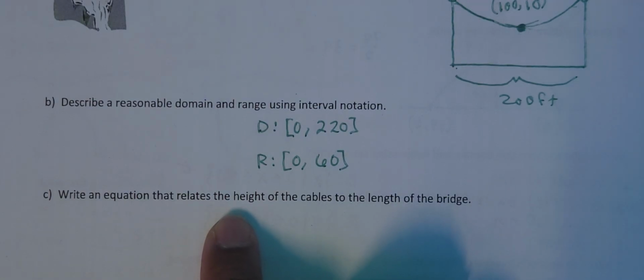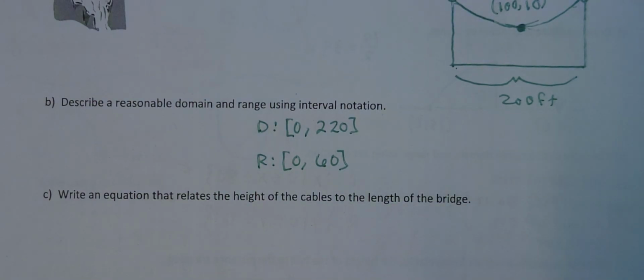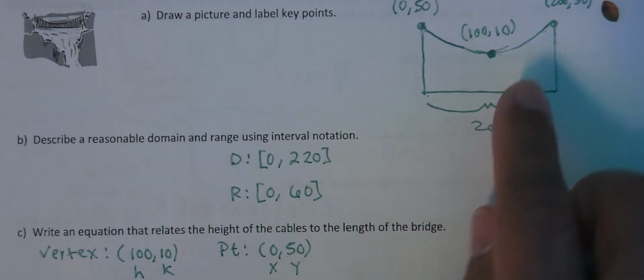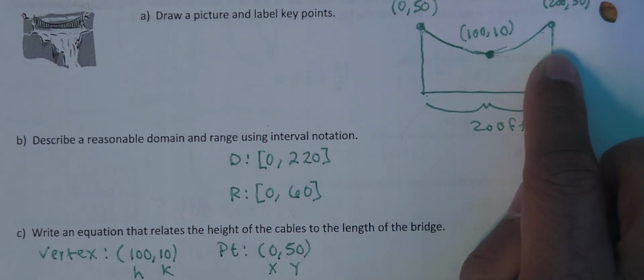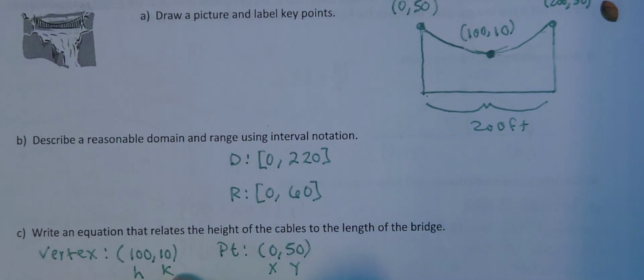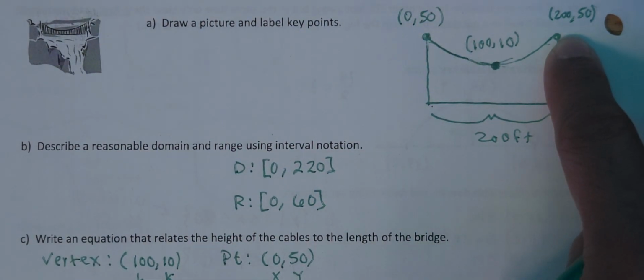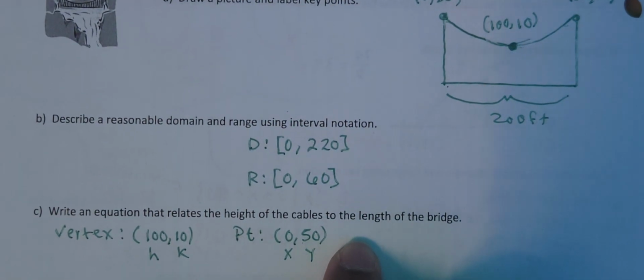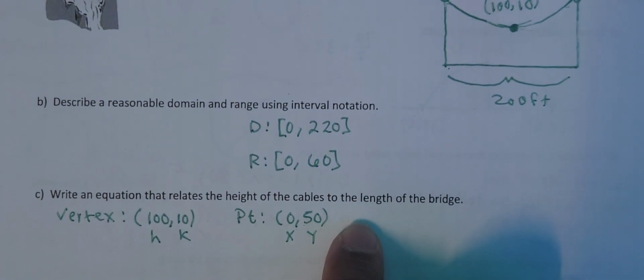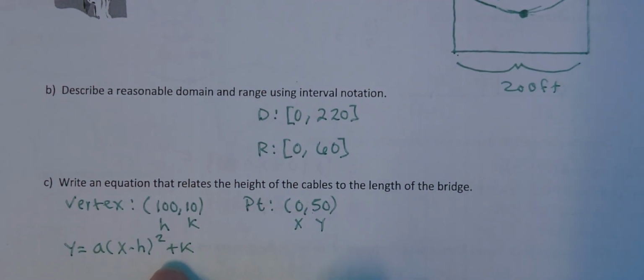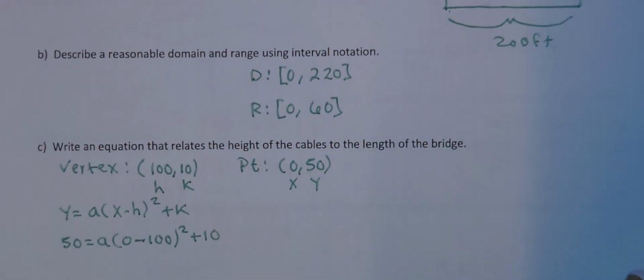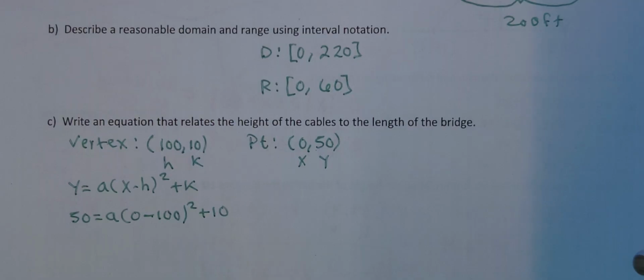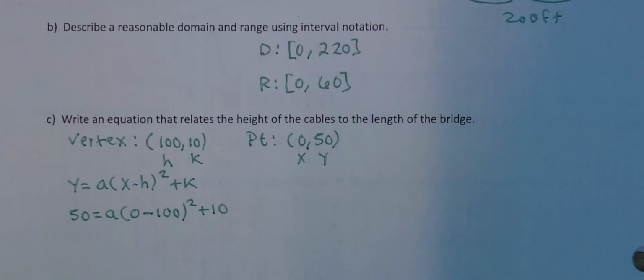Then write an equation that relates the height of the cables to the length of the bridge. So then we know the vertex point is this point here. And again, this is not drawn to scale, okay? So this is H and this is K, and I'm going to choose this point, but I could also choose that point. So I'm going to choose 0, 50, and then I use the vertex form quadratic to substitute for x, y, h, and k, okay? So this is the vertex form quadratic. What I'm going to do next is I'm going to substitute for h, k, and x and y. So there I've substituted for x, y, h, and k, and then simplify.